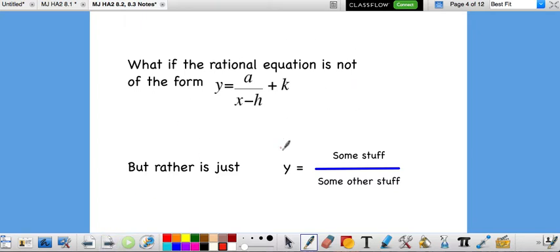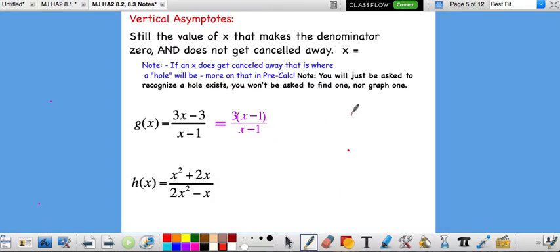So the next thing we're going to look at, and we're going to spend a little more time on, is what if we don't have this nice form? What if it's just y equals a fraction with some stuff over some other stuff? Well, we have a few different rules. What's nice is the vertical asymptote rule is the exact same. So you're just looking for values of x that make the denominator 0.